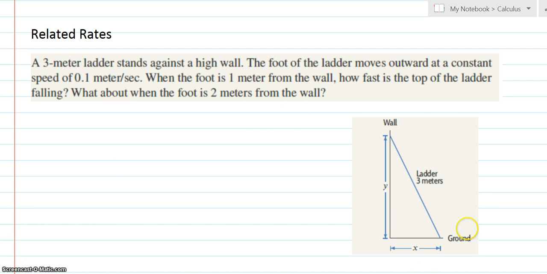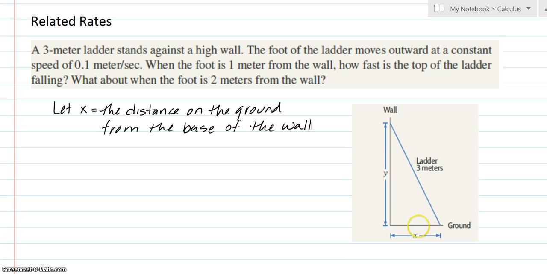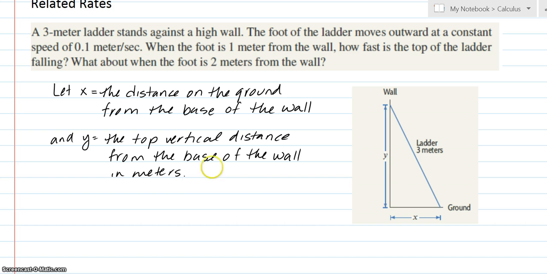Okay, here's a side view of the situation. We're going to let x be the distance here on the ground from the base of the wall, and y be this vertical distance, the top vertical distance from the base of the wall, in meters. Oh, and I forgot to say in meters here. The distance on the ground, we can say in meters.